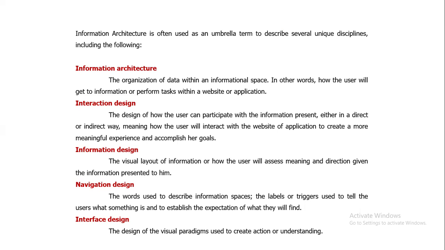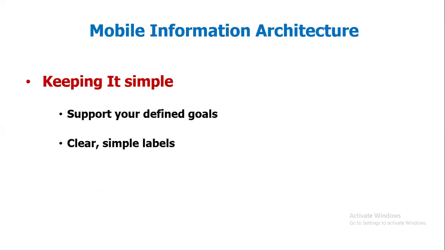Next, navigation design. The words used to describe the information space, the labels or triggers used to tell users what something is and to establish the expectation of what they will find. Next, interface design. The design of the visual paradigms used to create action or understanding. Let us now look in detail at mobile information architecture.